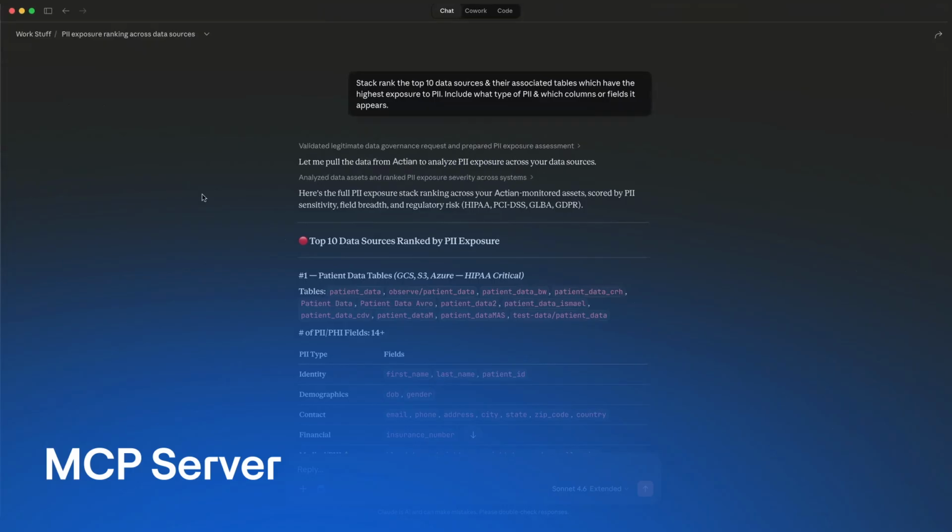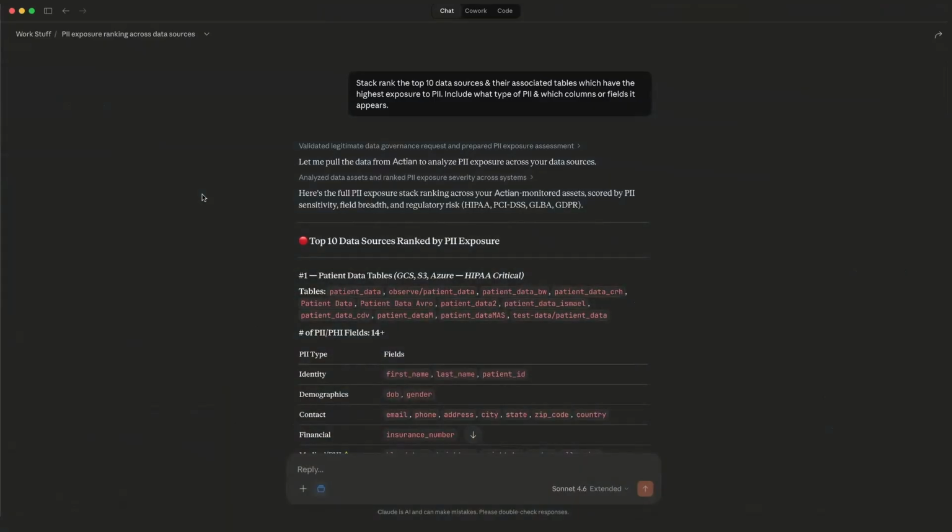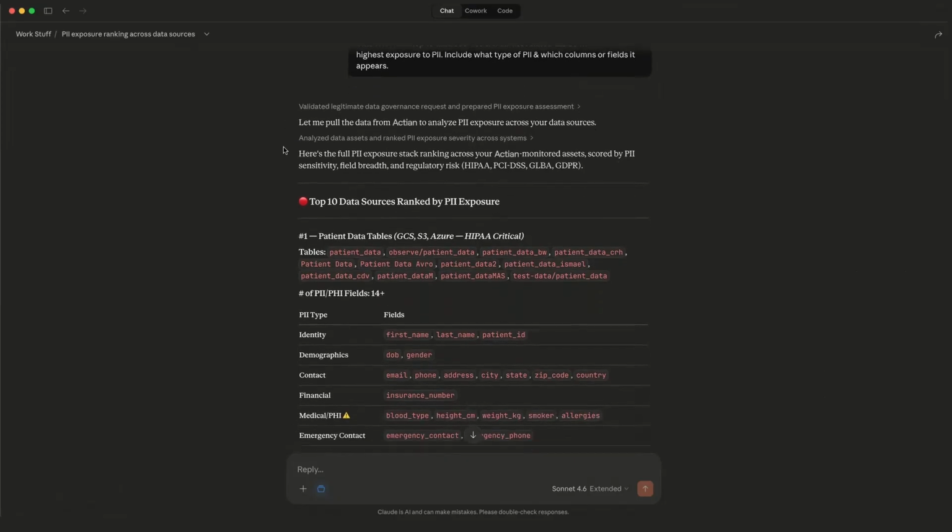The MCP server embeds observability context directly into the engineer's daily workflow. Faster understanding, fewer context switches, and cleaner handoffs during incident response. As an example, we can feed it simple prompts such as, hey, what are the top recurring issues impacting platform reliability this week? Or something a little more complex, such as, stack rank the top 10 sources, their associated tables that have the highest exposure to PII. Tell me what type it is, which columns or fields it appears in, and provide that result.